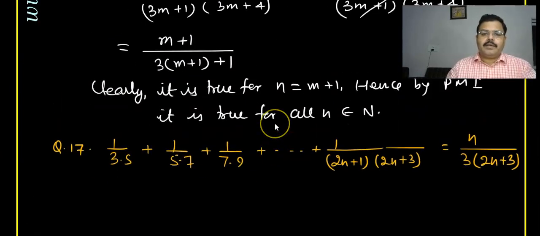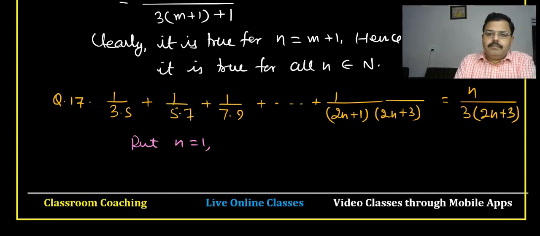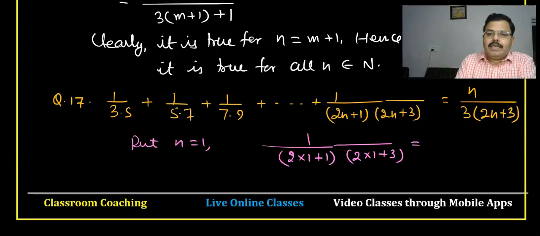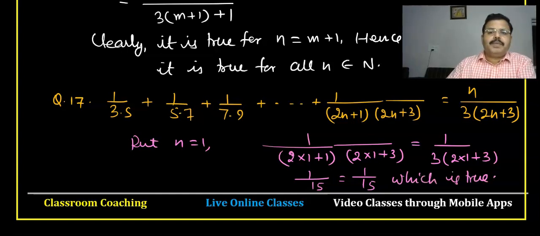Now, if you are looking for the solution of this question, first of all, we will put n is equal to 1, similar to what we did earlier. We have 1 upon 2 into 1 plus 1 and 2 into 1 plus 3, and this side it will be 1 upon 3 times of 2 into 1 plus 3. So that will be 1 upon 3 into 5, that is 15, and this is also 3 into 5, 15, which is true. So P1 is true.